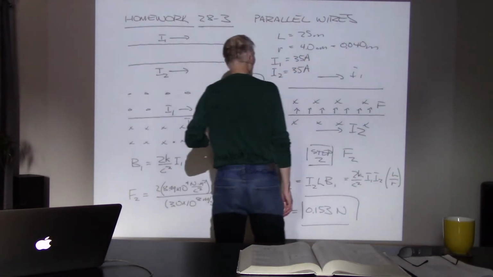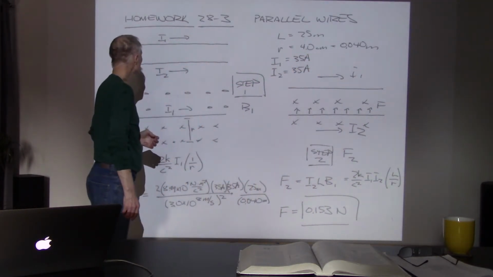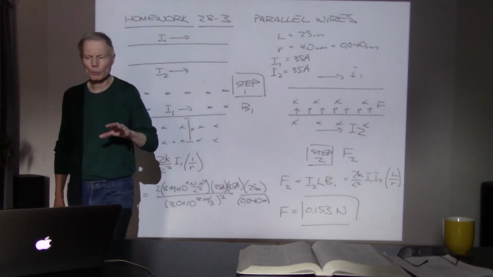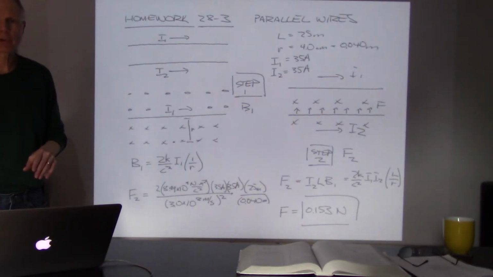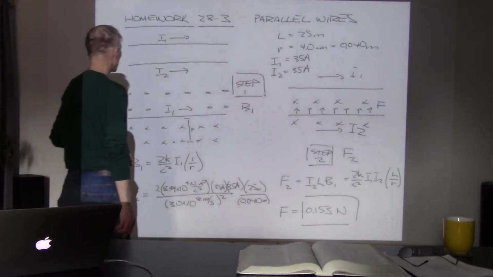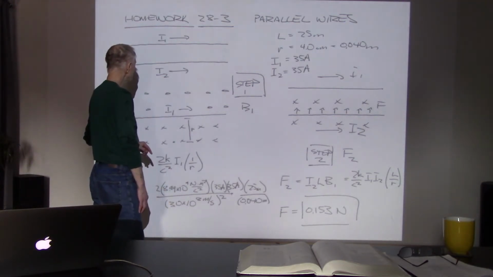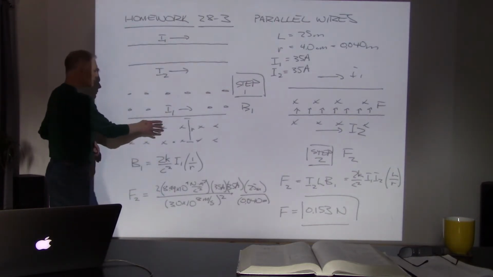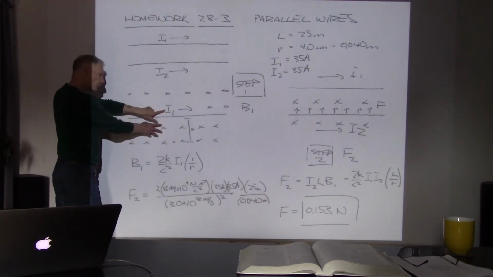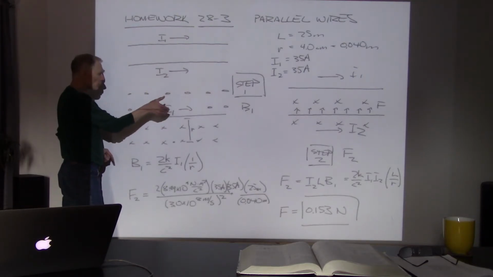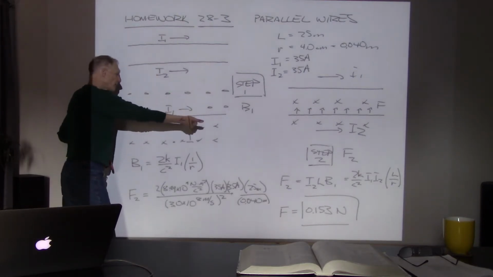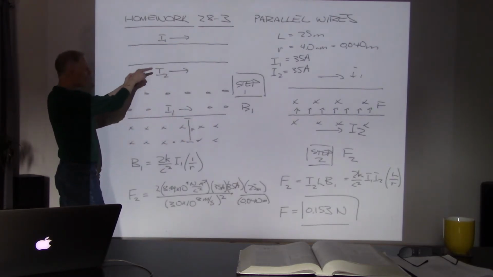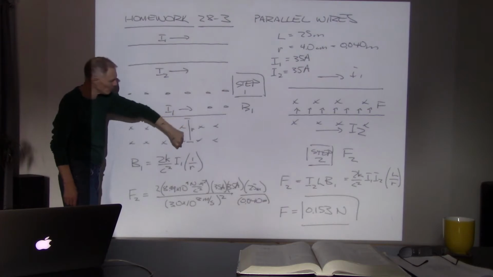Now, we want to make sure we get the directions. So this is getting the magnitude of the force. Let's make sure that we're clear on the directions of the force that we're going to have here. So the first step in that is getting the orientation of the magnetic field due to current number one. So current number one, if I use a right-hand rule, I'm going to get a magnetic field that goes into the page, loops back behind, and comes out of the page here and then loops around.